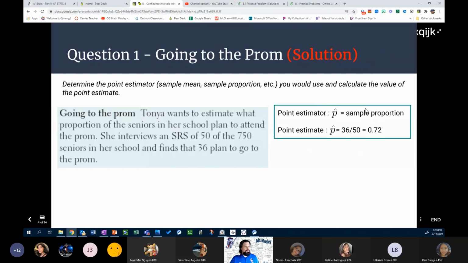And so that's what we get here as the solution. The point estimator is the sample proportion, or p hat, and the value of that is 36 out of 50.